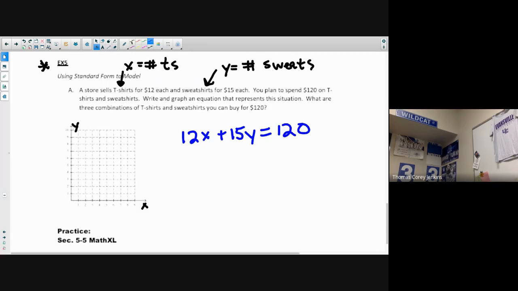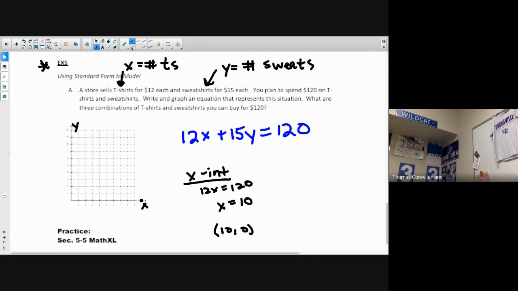All right, so let's graph it. We're going to use the intercepts. So my x-intercept is, you tell me. Hopefully what you came up with is you zero out the y term, so you get 12x equals 120, and x equals 10. So that would be the point on our graph, (10, 0). It doesn't go all the way to 10, but that'd be about right there. We'll just guesstimate on that.